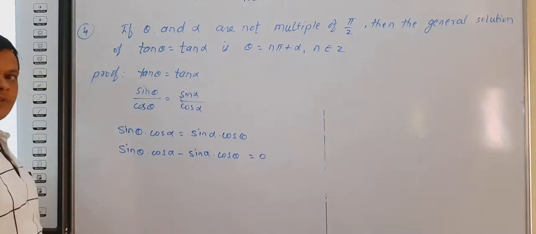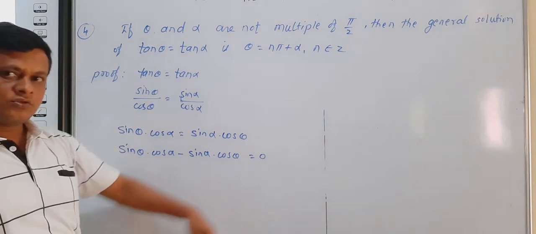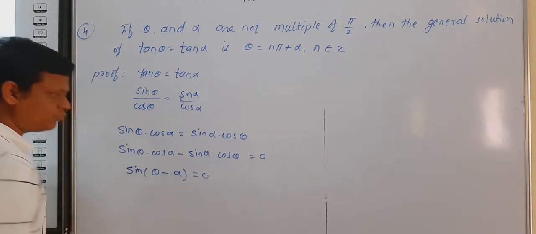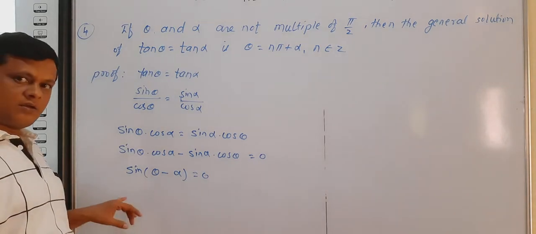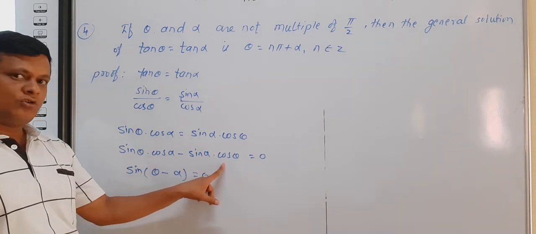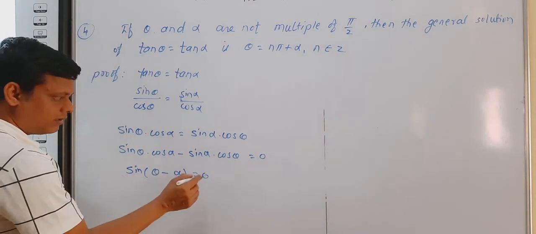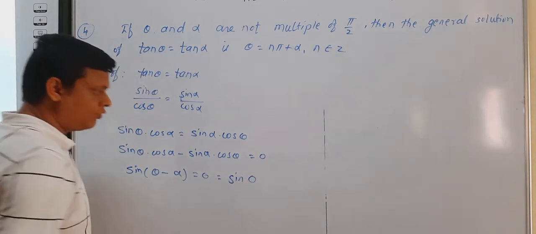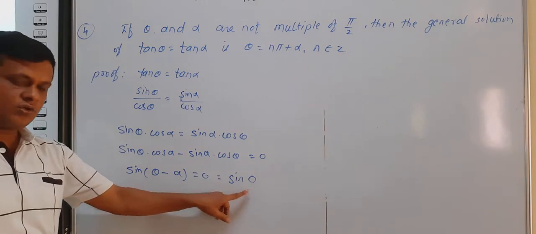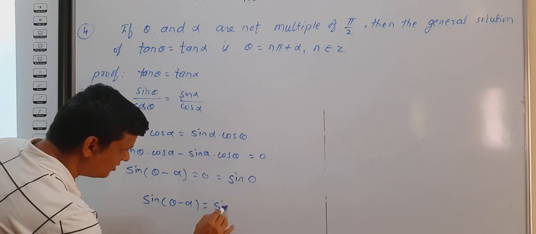Now we already saw the formula for compound angles. So from that we write this as sin (theta minus alpha) is equal to 0. Observe the formula: sin (theta minus alpha) can be written as sin theta into cos alpha minus sin alpha into cos theta. So we write here the compound angle formula. We know that for angle 0 we get sin 0 equals 0. So we write here sin (theta minus alpha) equals 0 as sin 0.